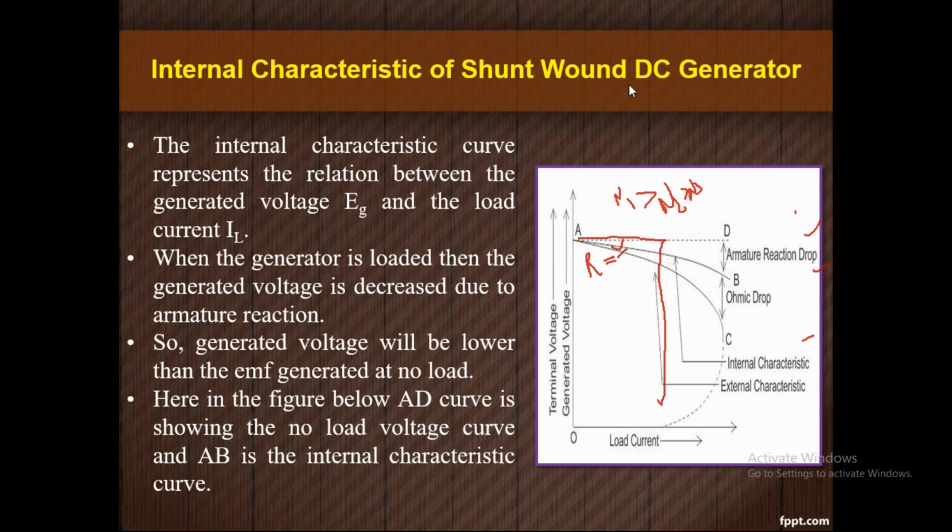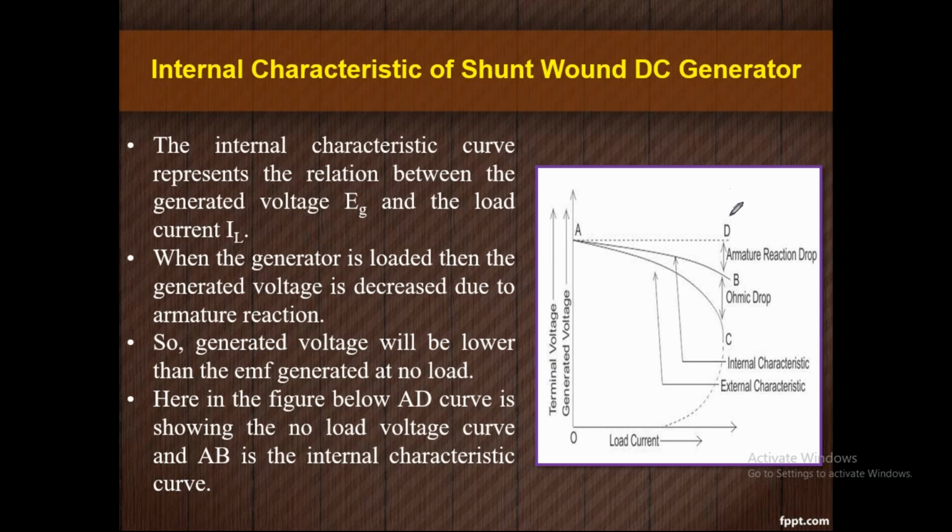Now we will see the internal characteristics. I already told you that I am taking the three characteristics in a single graph. Here the x-axis is the same for the three graphs for magnetization, internal and external, and the only difference is the y-axis. Here on the y-axis I am taking three parameters: no load induced EMF, generated EMF, and terminal voltage. If you see this graph, this is the representation of AD, and this can be obtained at no load condition. It means this is the graph we obtain for magnetization characteristics and open circuit characteristics, where there is no load connected to the generator.